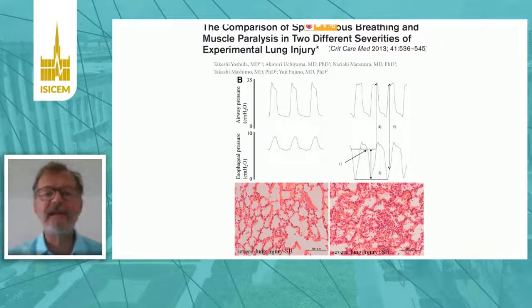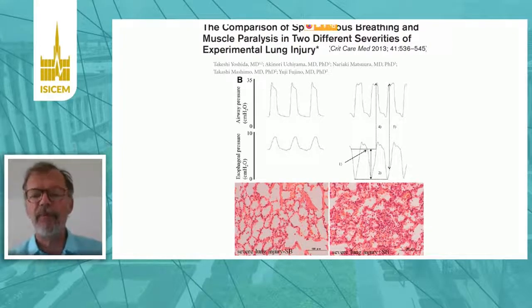And this is a nice example, a classical study by Takeshi Yoshida. You see on the left, controlled mechanical ventilation, airway pressure and esophageal pressure show positive swings indicating passive ventilation. On the right, the same amount of positive pressure plus negative pressure swings generated by the animal.